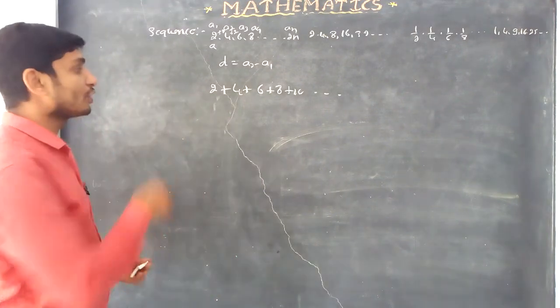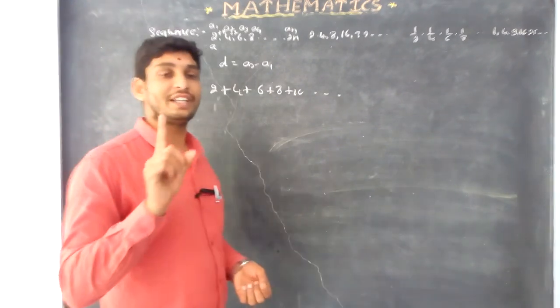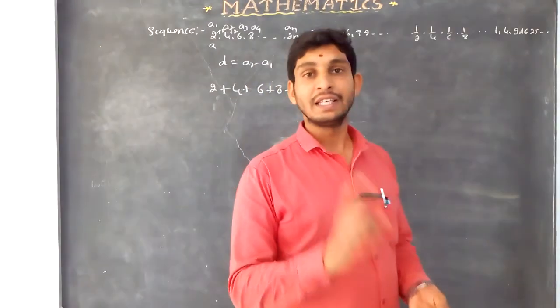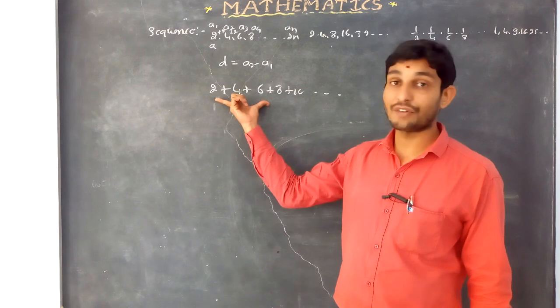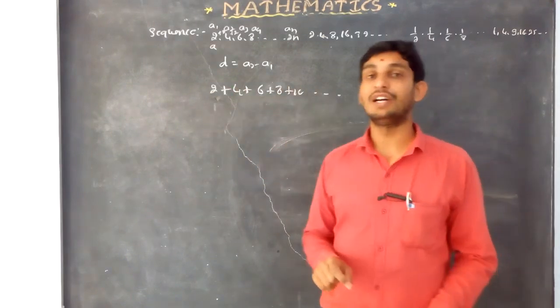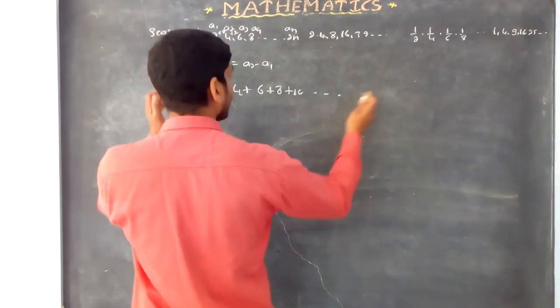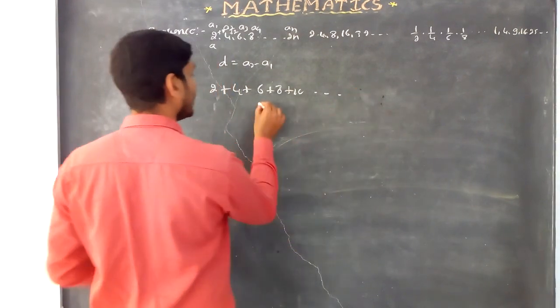Here you have studied S1, S2, S3, S4, S5 and so on. Is it right? S1 means sum of first term, S2 means sum of first two terms, S3 means sum of first three terms, S4 means sum of first four terms. Similarly, sum of first n terms is represented as Sn.